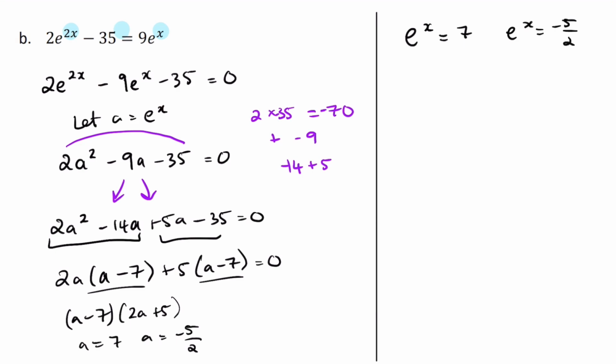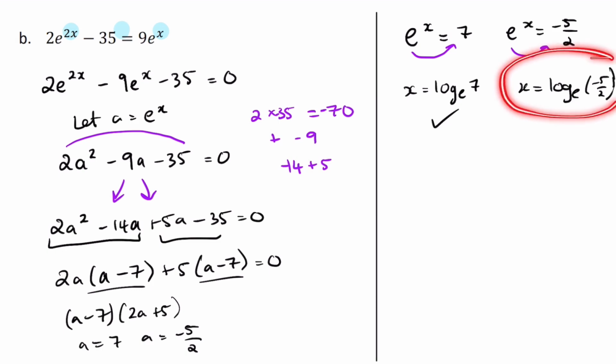And I'm going to use my beautiful swappy rule to help me take the e over to the other side. So x is going to equal log base e of 7, and x is going to equal log base e of negative 5 on 2. Now, this answer is correct, it's all good, but we do have an issue with this answer here.